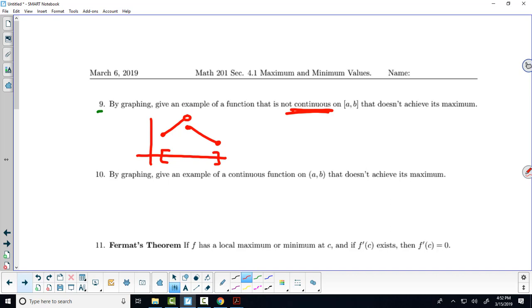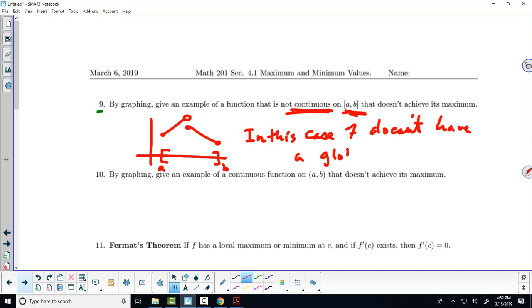Notice that this function is defined on A to B, right? This would be my A in this case, this would be my B. It's defined over this whole interval, and the interval is a closed interval, right? But where does it break down? Well, it's not continuous, and notice that it does not achieve its global max. So here's a case of a function that's not continuous and does not have a global max. In this case, f doesn't have a global max. Okay.